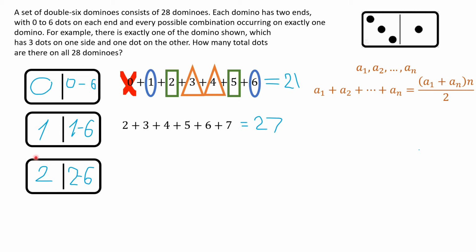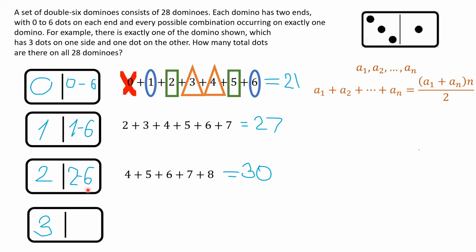So in this case, we're going to have domino 2, 2, which has 4 dots. We have domino 2, 3 that's going to have 5 dots, and so on. And the last one, we have domino 2, 6 that has total 8 dots. So we're getting numbers from 4 till 8. Again, using any technique you want, you get number 30. That's how many dots we have.